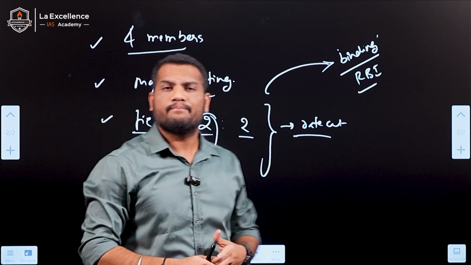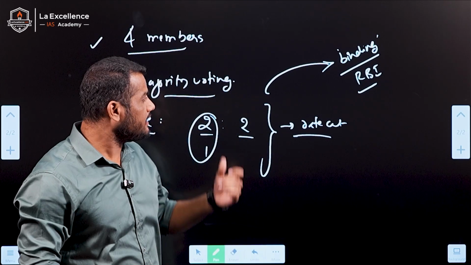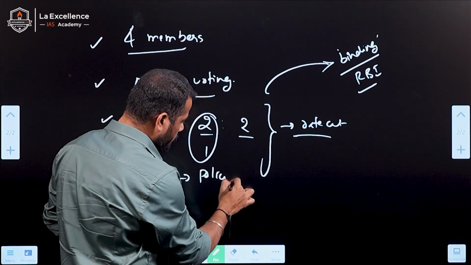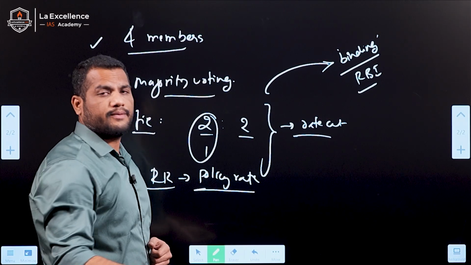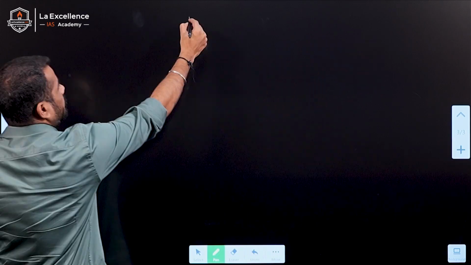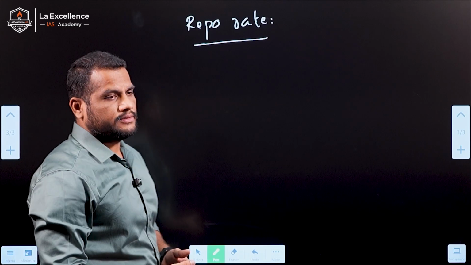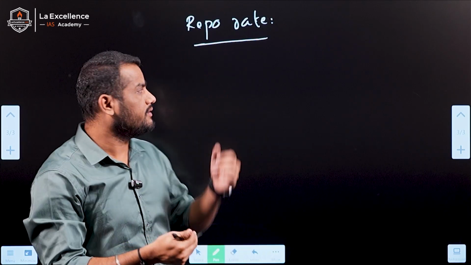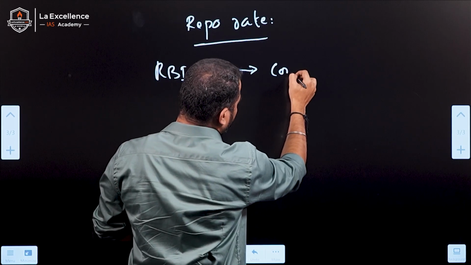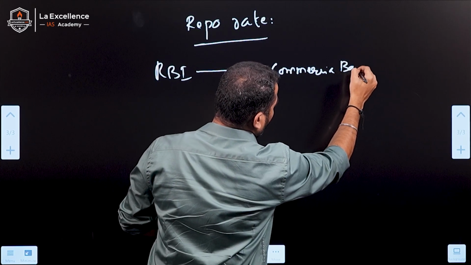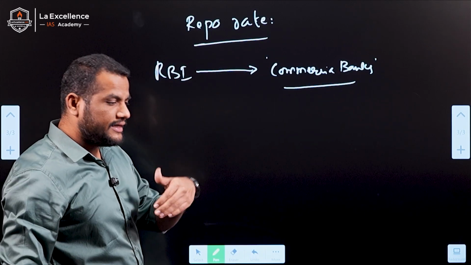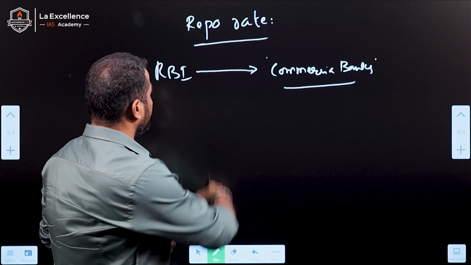Recently, as we noted already, the Monetary Policy Committee lowered the repo rate, also called the policy rate, by 25 basis points. But first, what is the repo rate? The repo rate is the policy rate at which the RBI lends to commercial banks. Whenever the RBI lends to commercial banks, it charges some interest. This is called the repo rate.